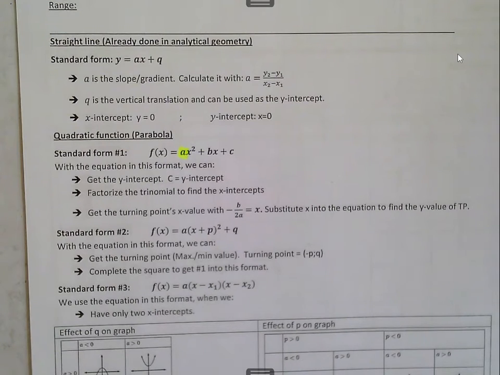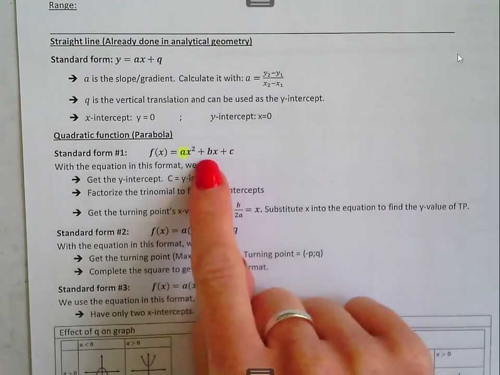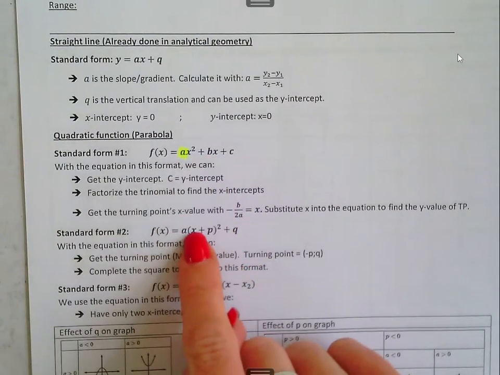Right. Standard form number 2. You have seen this form, but you don't really know why we had that. Do you remember completing the square? You had a trinomial, then you took out the coefficient of x squared, then you took the b value, divided it by 2, squared it, added it, then you had a perfect square bracket. And then you also subtracted that same value on the outside of the bracket so that the equation would stay the same. Now what we did when we completed the square is we converted standard form 1 to standard form 2.